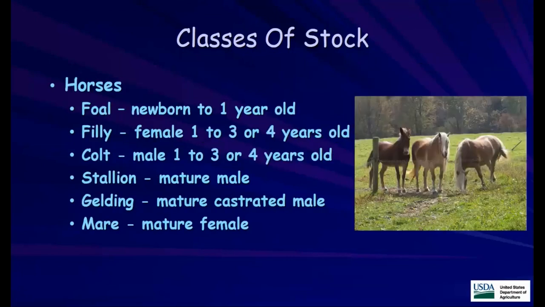And with horses, when they are newborn to 1 year old, they are a foal. If it's a female, they're called a filly, and they are usually referred to as a filly from when they're about 1 to either 3 or 4 years old. A colt is a male up until about 3 or 4 years old. A stallion is a mature male. A gelding is a mature castrated male, and a mare is a mature female.